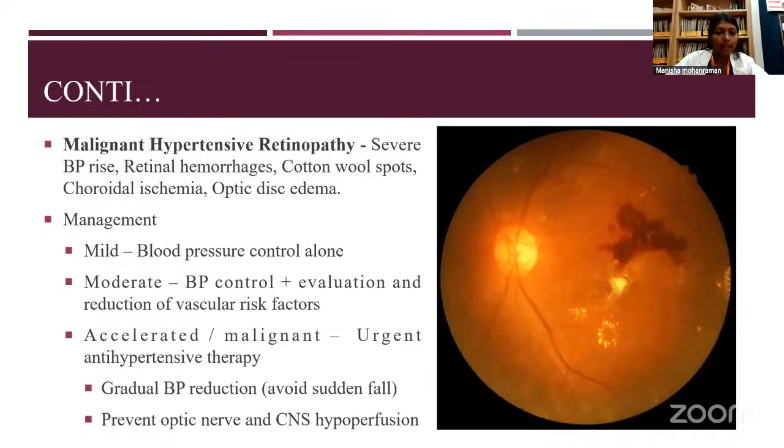Next is malignant hypertensive retinopathy. There is a severe blood pressure rise, and retinal hemorrhages, cotton wool spots, choroidal ischemia, and optic disc edema are seen.